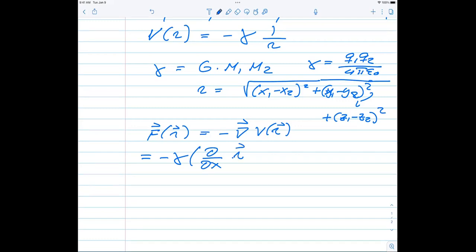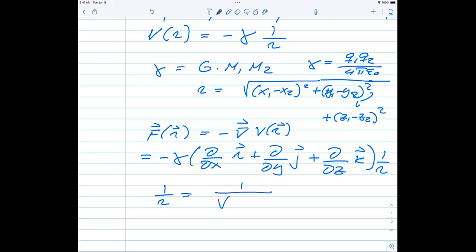So this will be given by dx. Just to remind you of some of the mathematics which you have seen before with the gradient. And this is dy, and then we have the direction, the unit vector in the y direction. And then we finally have z. And this is then multiplied by, or taking the derivative of, 1 over r, where we now write simply 1 over r as 1 over the square root of x squared plus y squared plus z squared. Okay?